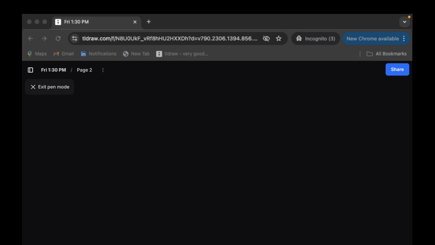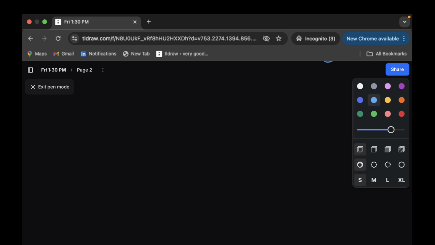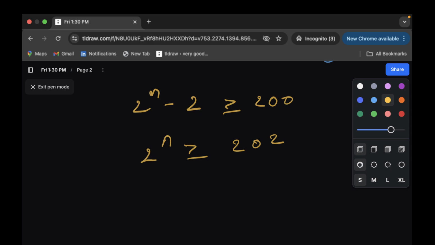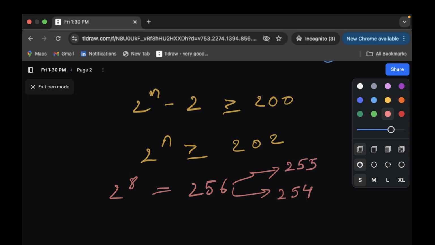So if I'm having 200 devices, then my formula is going to be 2 power n minus 2 equals 200, right? This minus 2 is basically for removing two addresses. So then 2 power n is greater than or equal to 202. The nearest power of 2 that I have is 2 power 8, that is going to give me 256, out of which 2 are going to be unusable, right? So this is 255 and this is 254, right?